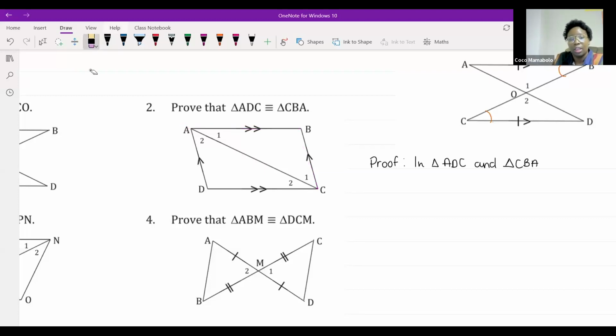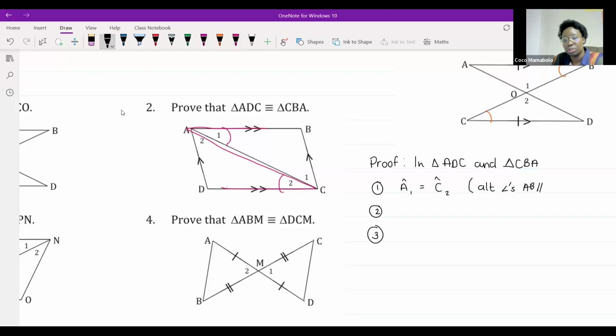Don't forget. Okay, I need 3 reasons. 1, 2, 3. I see parallel lines everywhere, so I'm going to use my fun angles. I'm going to start by using my N there, my alternate angles. I'm going to say angle A1 is equal to angle C2. A1 is equal to C2. And my reason there is alternate angles. And I need to make sure I'm using the right parallel lines. In this case, I've used AB is parallel to CD. That's my first one.